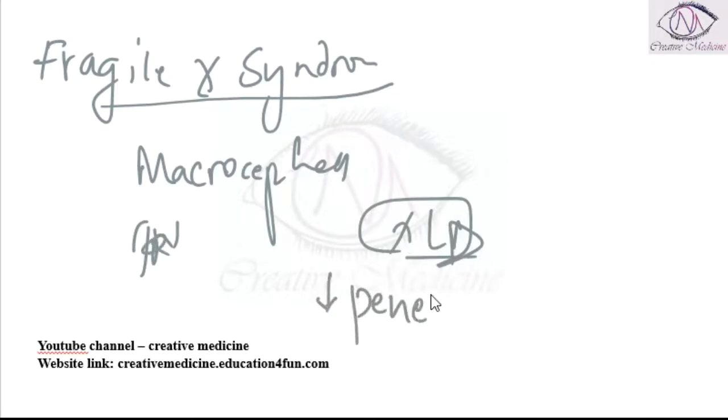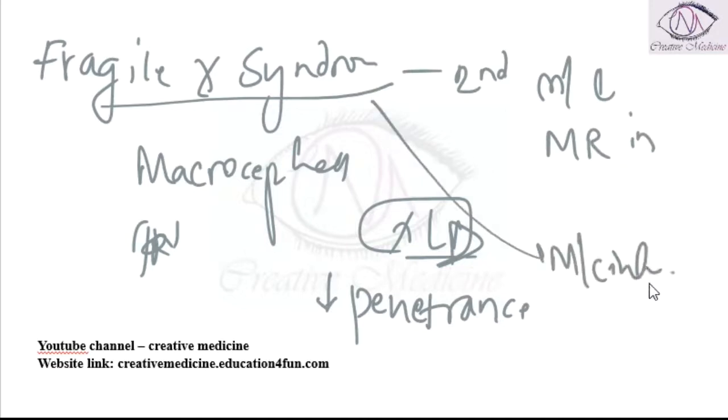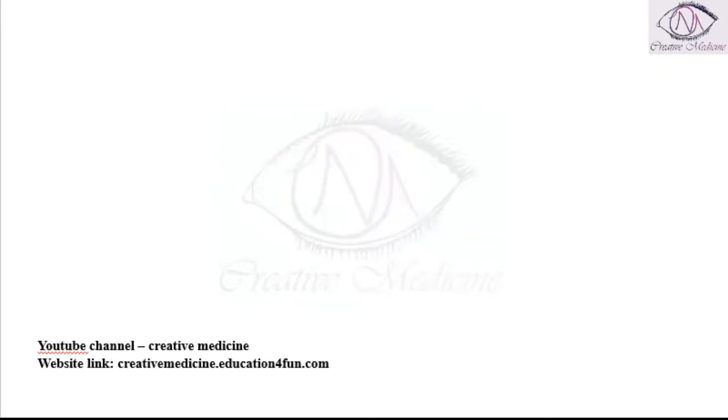Fragile X syndrome is the second most common cause of intellectual disability, and it is the most common inherited cause of intellectual disability. Fragile X syndrome is the most common cause of Down syndrome. Usually, this is not inherited. Fragile X syndrome commonly leads to autism.